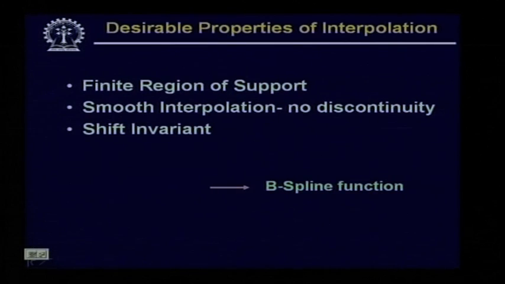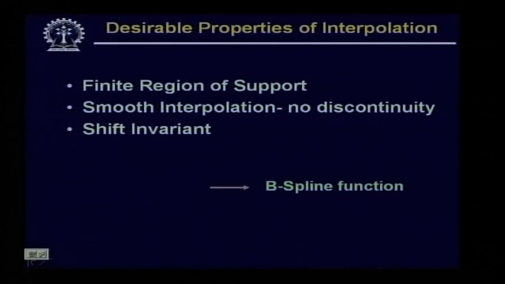The second desirable property is that the interpolation should be very smooth. That is, the interpolation should not introduce any discontinuity in the signal. And the third property is that the interpolation should be shift invariant. So, if the signal is shifted or given some translation, then also the same interpolation function should be available. And the B-spline function is one such function which satisfies all these three desired properties. Now, let us see what this B-spline function is.